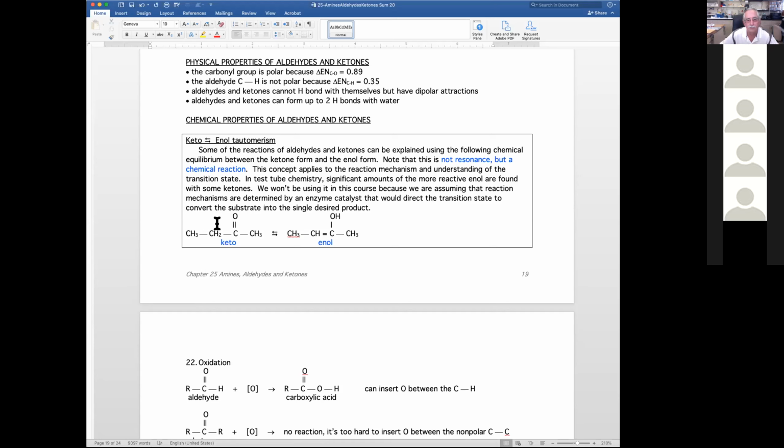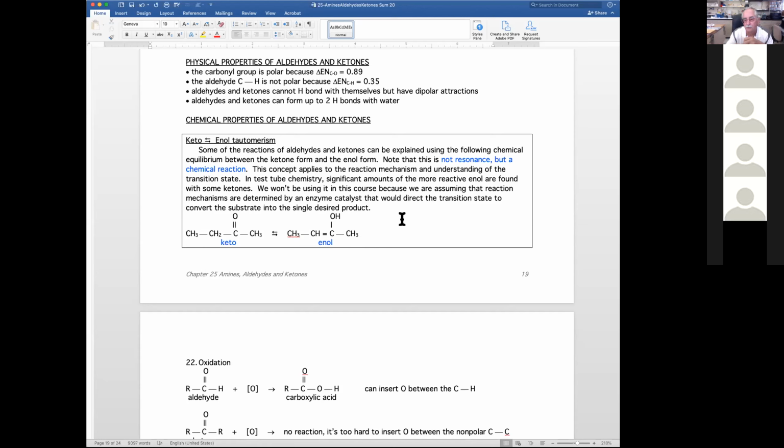So on occasion, if one of these hydrogens does jump on here, you form an alcohol group. And then now that carbon is looking for another bond. So it forms a double bond with this carbon, and we give up that double bond here. And what you get is an enol. Here's the ene, and here's the ol.